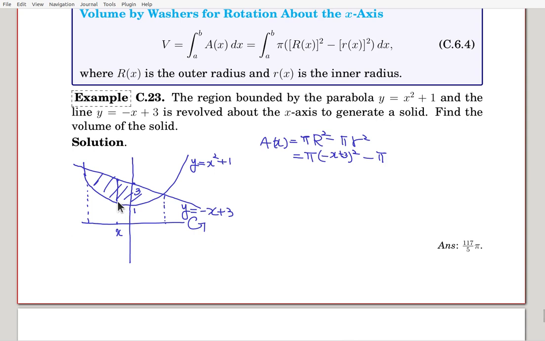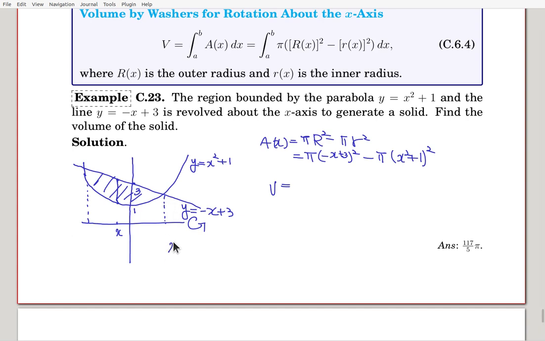And small r is this one. So now the height is x squared plus 1, so that is (x squared plus 1) squared. So here the volume is the same as, okay, we have to find the lower bound and upper bound. How? By equalizing these two.